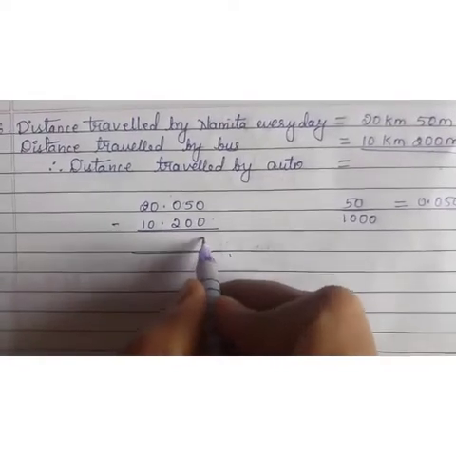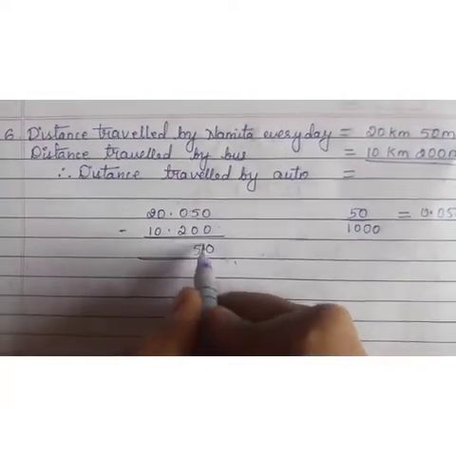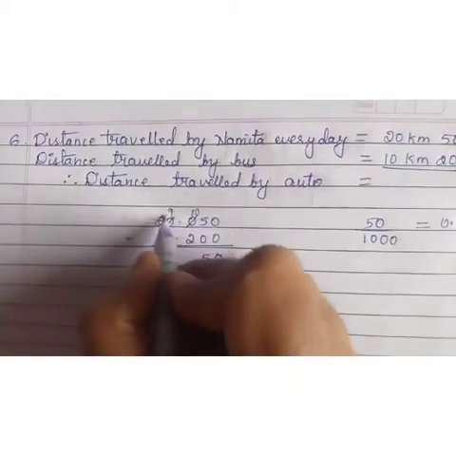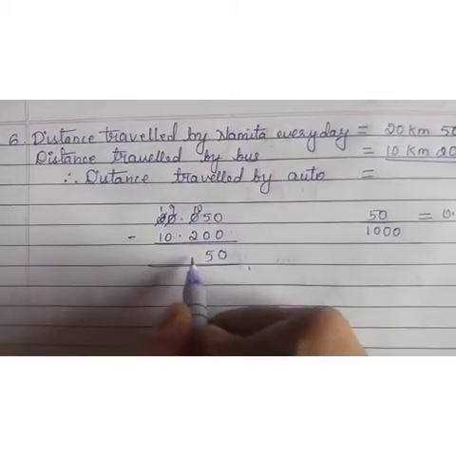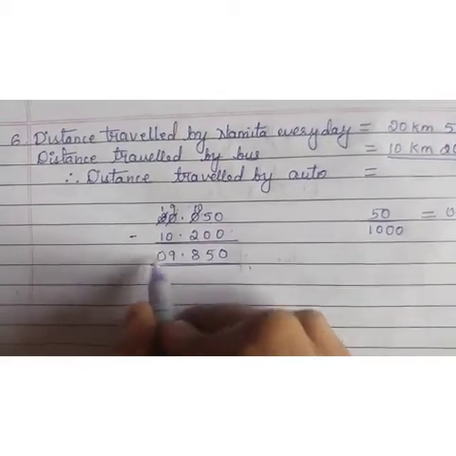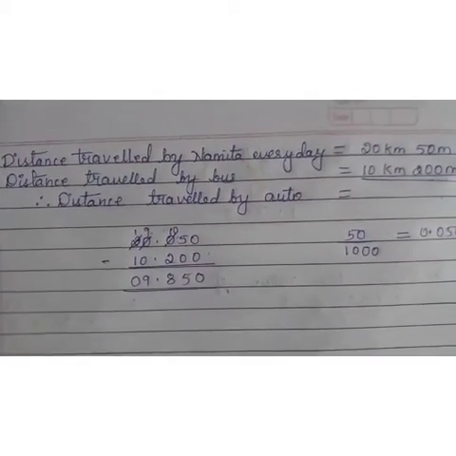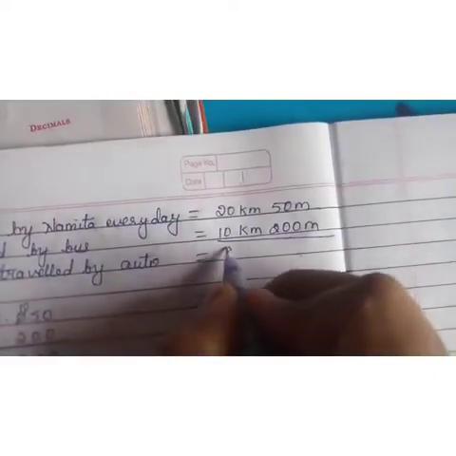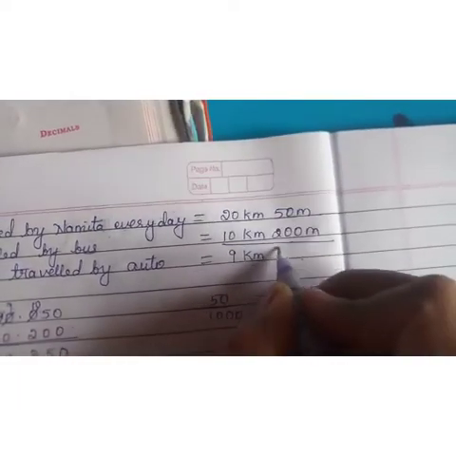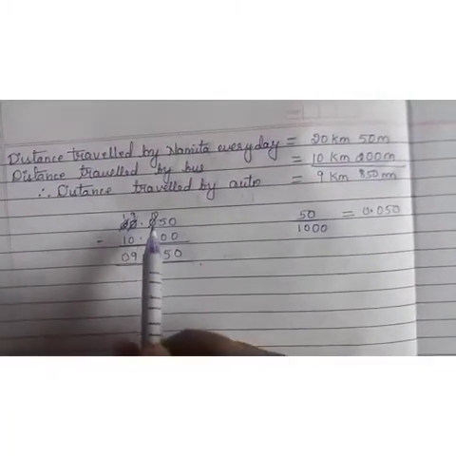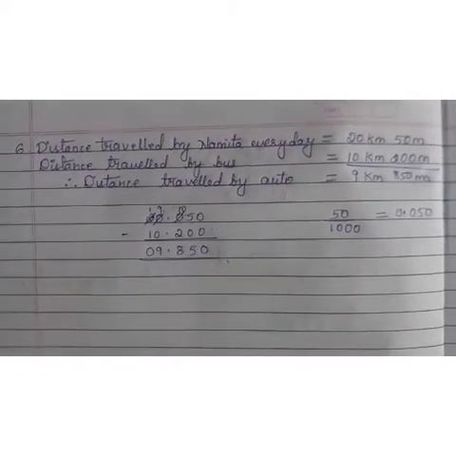0 minus 0, you get 0. 5 minus 0, 5. Now you cannot subtract 2 from 0. What do you do? Borrow here, and borrow here. 10 minus 2, you get 8. Place the point as it is. 9 minus 0 is 9, and this one as it is. So you will get the answer 9.850 kilometers. So you write here 9 kilometers and 850 meters. So children, is it understood? Is subtraction understood here? Okay, now let us move to the next.